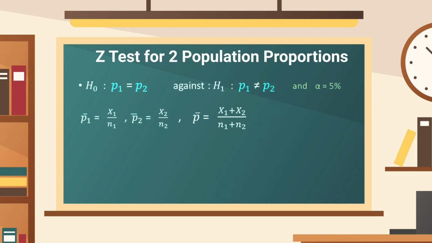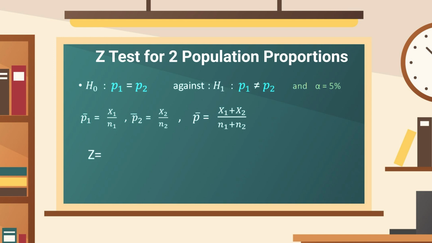And then we also calculate P bar, that is the proportion of people who like decaffeinated coffee under the null hypothesis. Under the null hypothesis we have P1 equal to P2, that means both the populations are the same. So P bar is an estimate of the proportion of individuals in both populations who like decaffeinated coffee. So it is X1 plus X2 divided by N1 plus N2. That means we are not considering two samples, but one sample of size N1 plus N2 with the number of successes X1 plus X2.